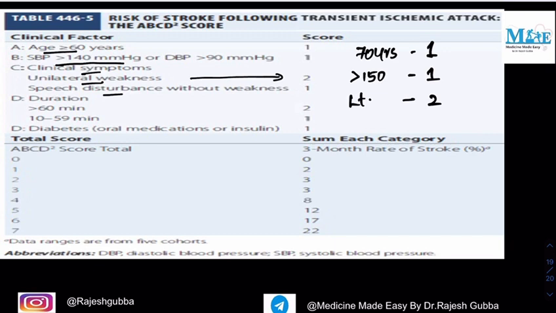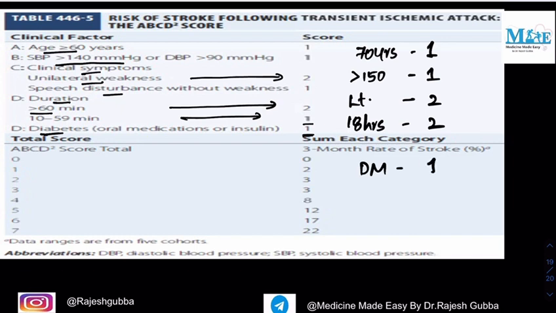And D stands for duration, more than 60 minutes, give a score of 2, and 10 to 59 minutes, then give a score of 1. Our patient is having the weakness for nearly around 18 hours. That means the score that you have to give is 2 again, right? And if diabetes is there, give another score of 1. So our patient is a diabetic patient. So give another 1.